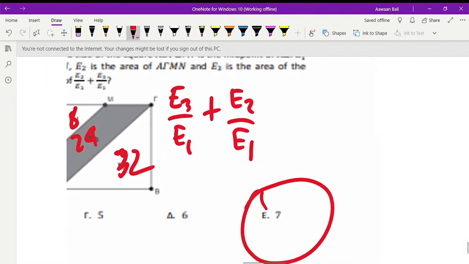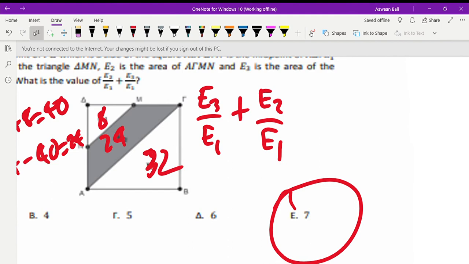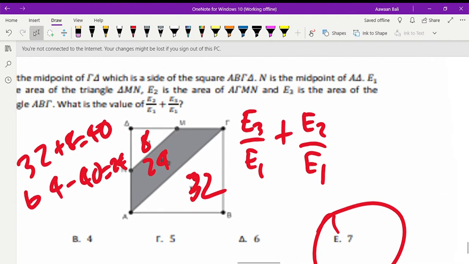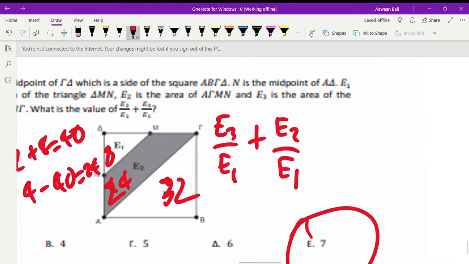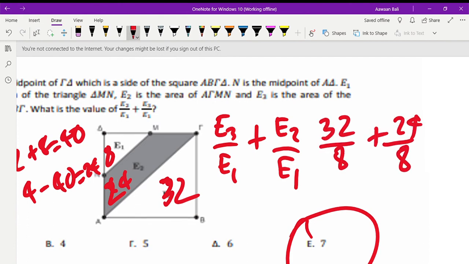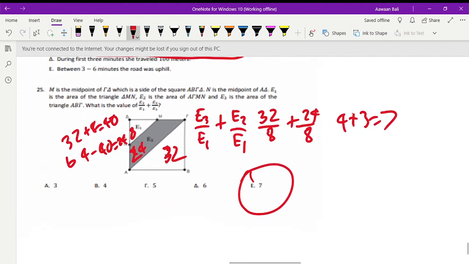Now we have, wait, I don't see them. 24, 8, yes, okay. So that means that it's basically asking 32 upon 8 plus 24 upon 8. 24 divided by 8 is 3. 32 divided by 8 is 4. 4 plus 3 is 7. So therefore your answer is eta 7.